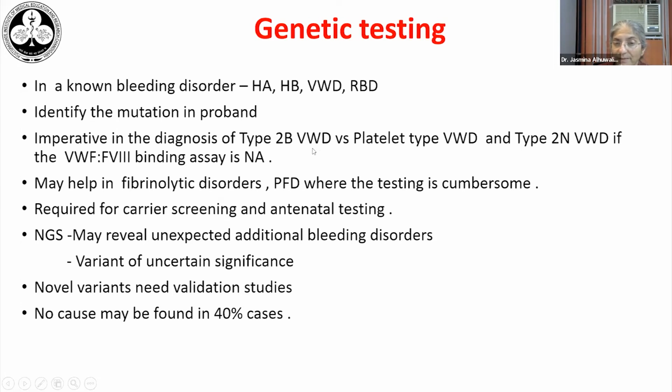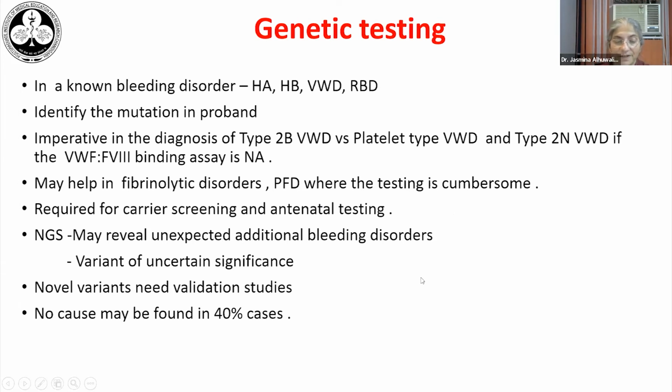One of them is type 2B von Willebrand disease, because the RIPA test, which is used to identify this, may produce the same results in a phenotypically similar disorder, the platelet type von Willebrand disease. So to distinguish between the two of them is important because the treatment is different. One needs to confirm by genetic testing. The other situation is type 2N von Willebrand disease, if one does not have access to factor 8 or von Willebrand factor binding assay. It may be required in fibrinolytic disorders or in platelet function disorders where testing is very cumbersome. And it is definitely required where carrier screening and antenatal testing is required.